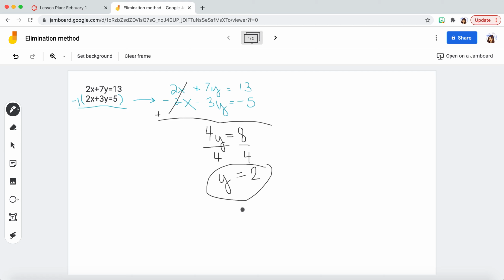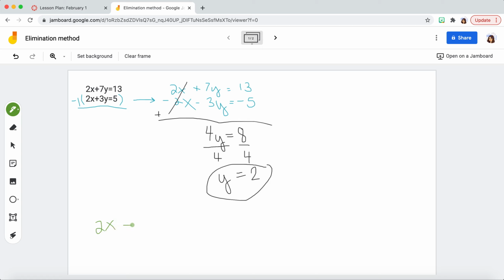So to find my x value, the next step is very simple. All I have to do is substitute this y equals 2 into either the first equation or the second equation. It doesn't matter, so you might want to pick the one that is easiest. I don't know which one looks easiest. I'm just going to do it to the second one because I see smaller numbers. But again, it doesn't matter. You're going to get the same answer if you do it on the first one.